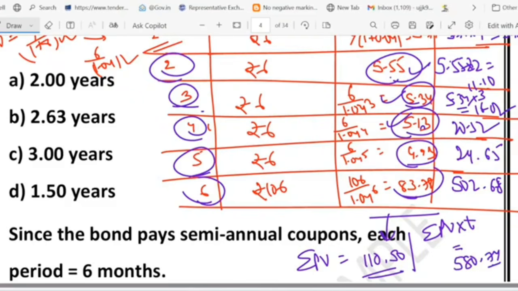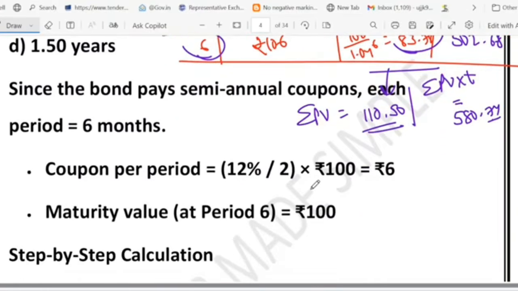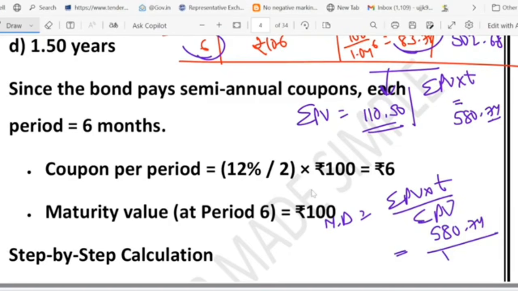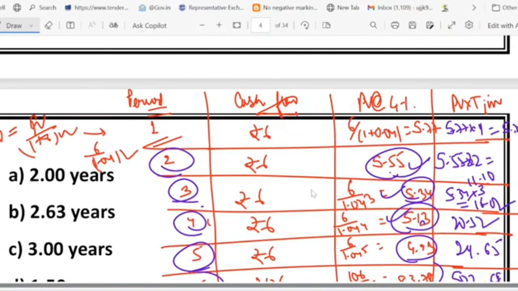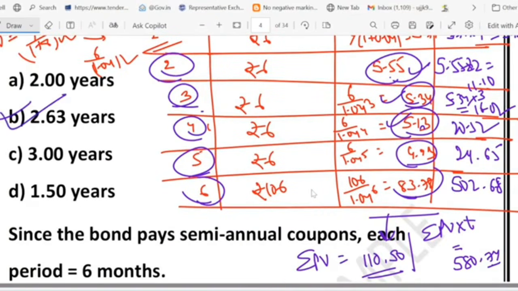580.74. Now let's apply these two in the Macleod duration formula. So what will be the Macleod duration? Summation of PV into T upon summation of PV, which is equal to 580.74 upon 110.50. Okay, so the answer will be how much? 2.63. This will be the Macleod duration. So option number B will be correct. 2.63 will be correct. I hope that makes sense to you.